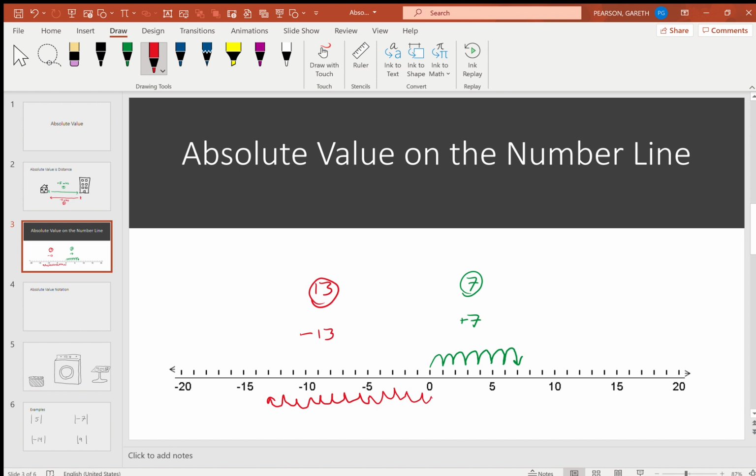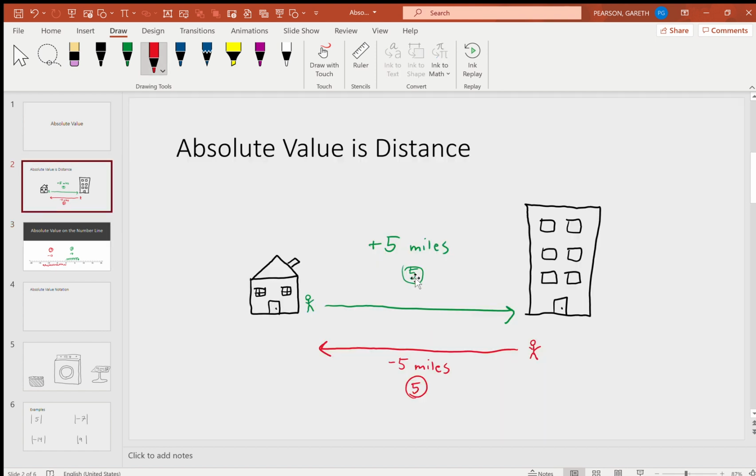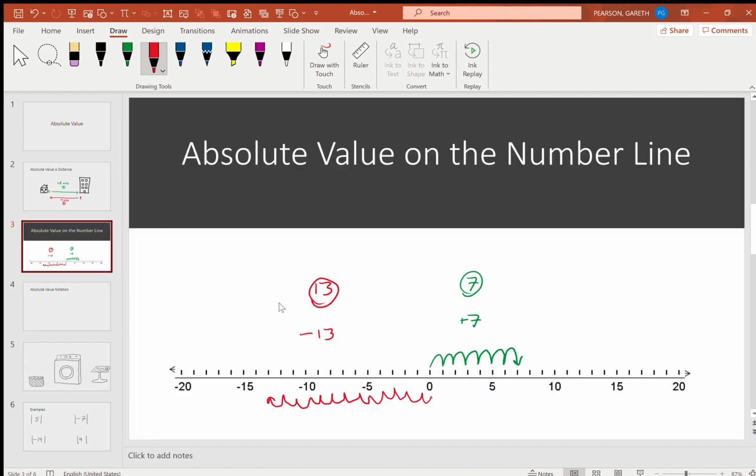And as I'm sure you're noticing so far, absolute value in both these cases is a positive number. You can't talk about distance as a negative. It has to be a positive number. You walked 13 steps. It doesn't matter what direction they were in. You walked 13. Your absolute value is positive.